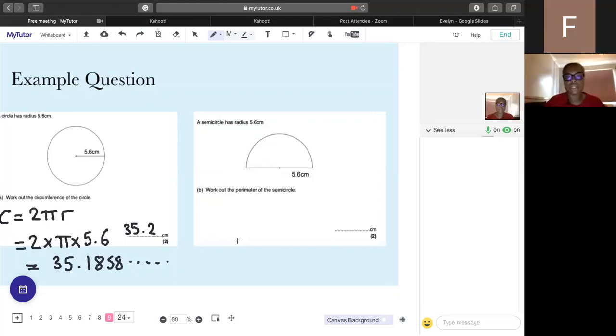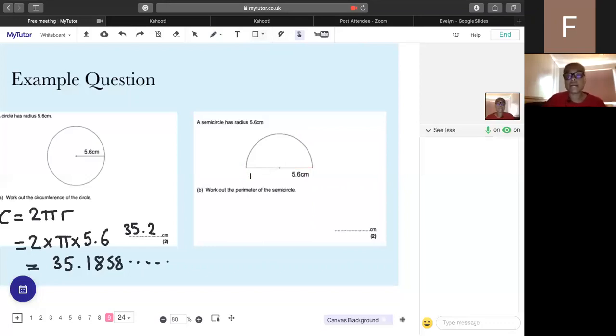So the next question is, a semicircle has radius 5.6 centimeters. Work out the perimeter of the semicircle. Now, everything that we've gone through so far has been about the arc length. It hasn't been about the perimeter. Remember, perimeter is the distance that you walk all around the shape, not just a part of the shape. So we need to work out this length here and then add it to this entire length here as well. That's how we're going to work out the perimeter.